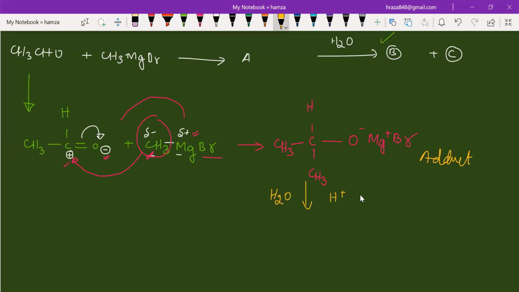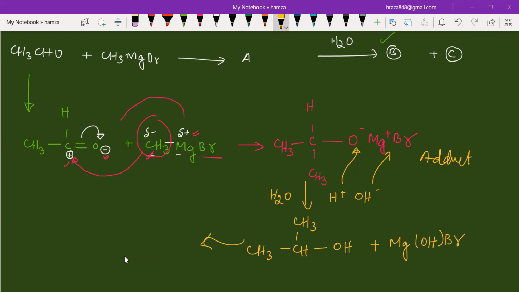That means H plus and OH minus. So this positive will go to this negative. So we will get CH3CH, and then CH3 above, and then OH. And you can see this Mg plus will have OH because negative and positive attract, and this Br. Now I'm going to write this as CH3, CH, CH3, and OH. So this is basically propan-2-ol, propan-2-ol.